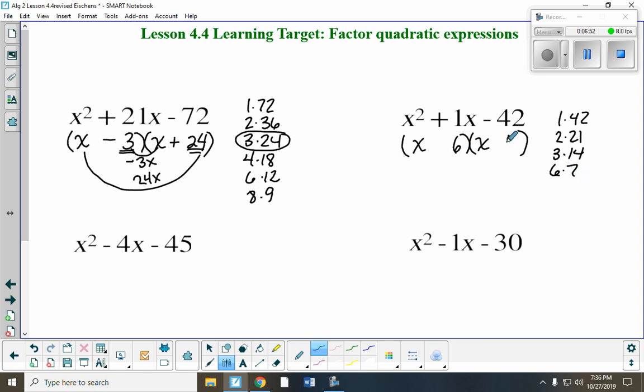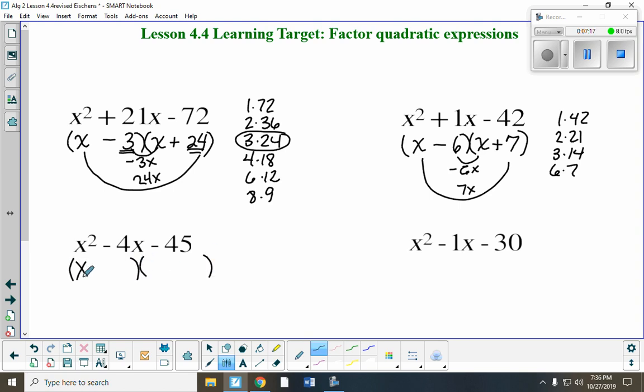So 6 and 7, and let's look at the outer and inner. 6 times 7 is 42. The outer is 7x, the inner is 6x, and we would want to have a negative on the 6 because 7x minus 6x would give us the 1x. So negative here, so we have negative 6x, positive here, so we have a positive 7x.